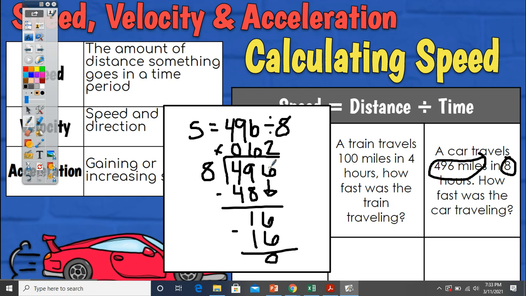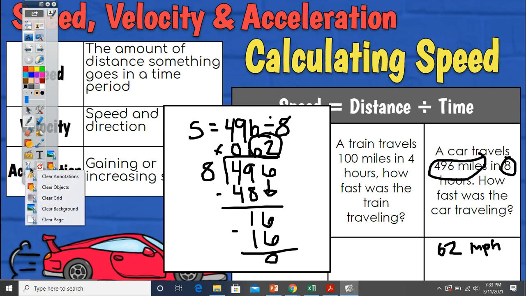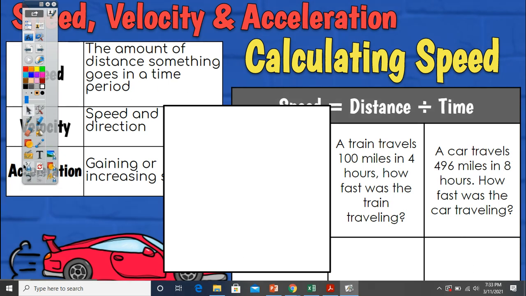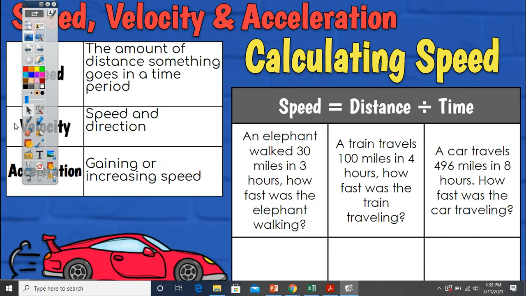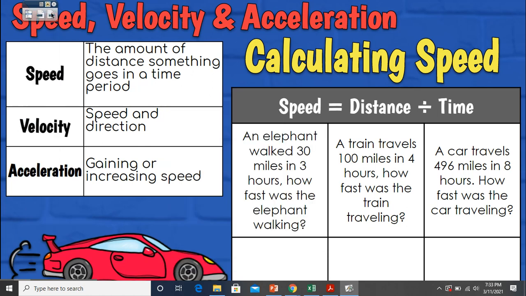So my answer I got was 62. So the car is traveling 62 miles per hour. So that is how we calculate speed. We just take the distance and divide it by the time. So let's go ahead and look at our other equations.